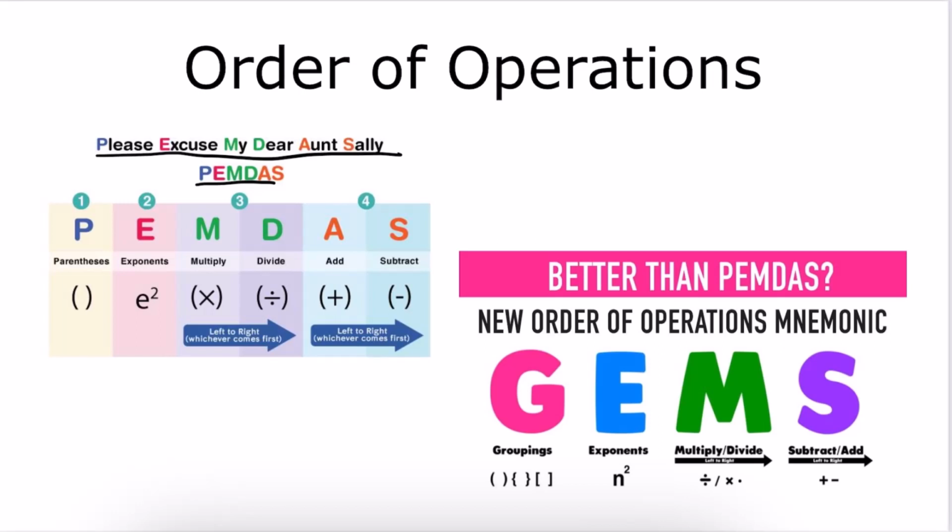I've also seen the mnemonic GEMS, which communicates a similar thing. G stands for groupings, because sometimes the groupings are not just parentheses, sometimes they're brackets or braces or other things like that. Then you do exponents, then you multiply and divide from left to right, and add and subtract from left to right.